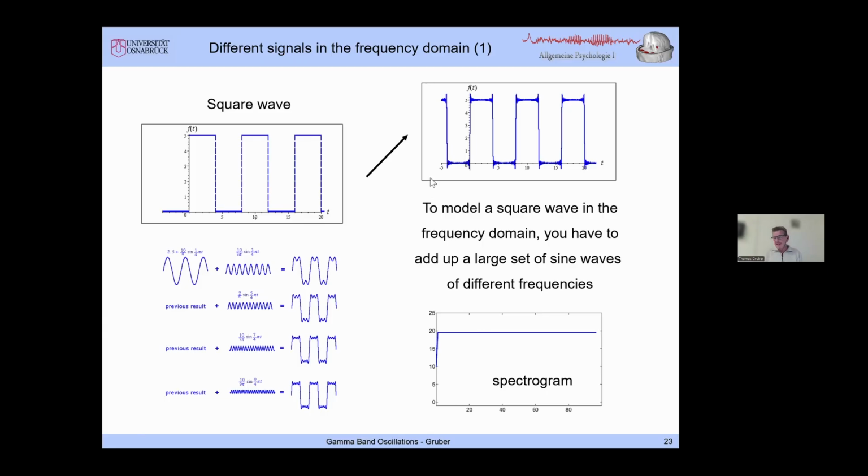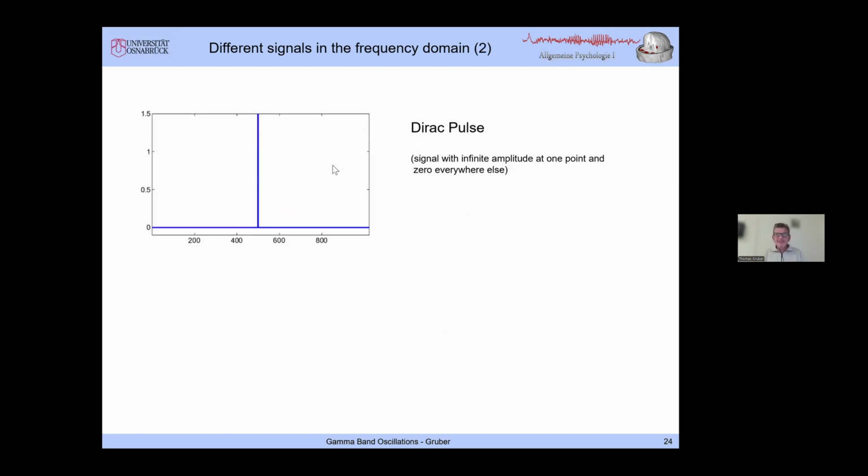Now, the next signal we could look at, that's a so-called Dirac pulse. A Dirac pulse is defined as a signal with infinite amplitude. So that's more a theoretical signal, but it doesn't matter for now. It's a signal with an infinite amplitude at one point and 0 elsewhere. So nothing happens, nothing happens, nothing, and then a pulse, and then nothing, nothing, nothing. How can we model this in the frequency domain? Basically like a square wave. We need all frequencies to model a Dirac pulse.